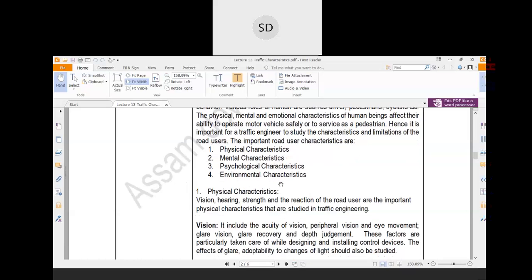Now, if you look at the physical characteristics, generally vision, hearing, strength, and the reaction of the road users are important. These are the physical characteristics.